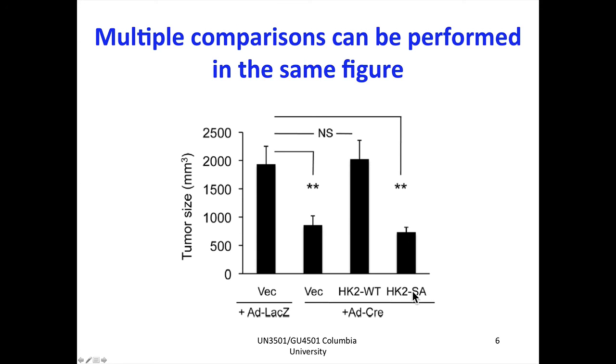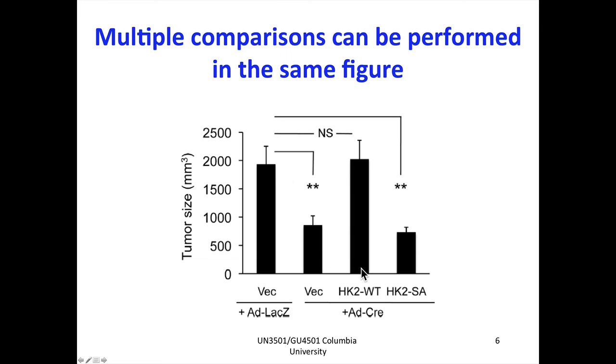So the kinase dead mutant, SA mutant, here on the right, should not rescue the cells if the kinase activity of hexokinase 2, in other words, its main normal function that we know about, phosphorylating glucose, is involved in this tumor rescue. And that's what they see when they treat with AdCre and add back the kinase dead hexokinase 2, they get the small tumors. So the mutant hexokinase 2, the kinase dead hexokinase 2, cannot reverse the effects of AdCre.